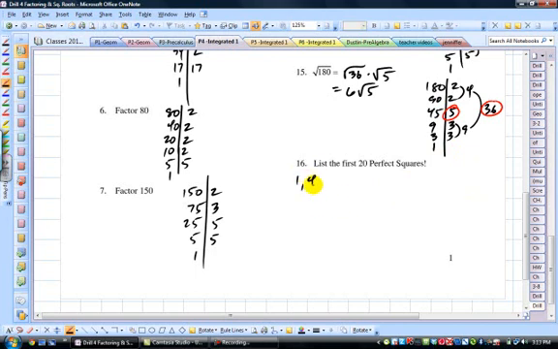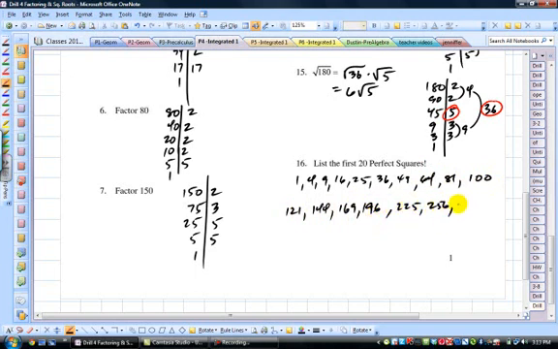Okay, we're back now. 1, 4, 9, 16, 25, 36, 49, 64, 81, 100. There's the first 10 of them. 121, 144, 169, 196. All right, that's 14 squared. 15 squared is 225, 16 squared is 256, 17 squared is 289, 18 squared is 324, and 20 squared is 400. All right, dot, dot, dot. There you go, the first 20 perfect squares.